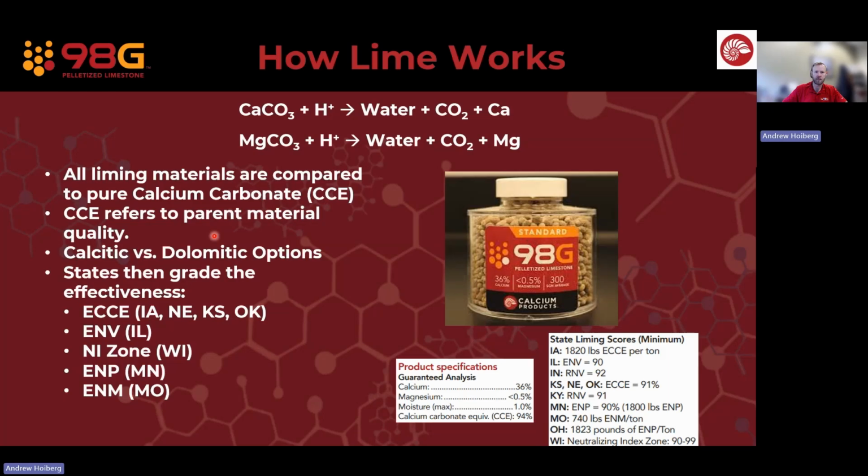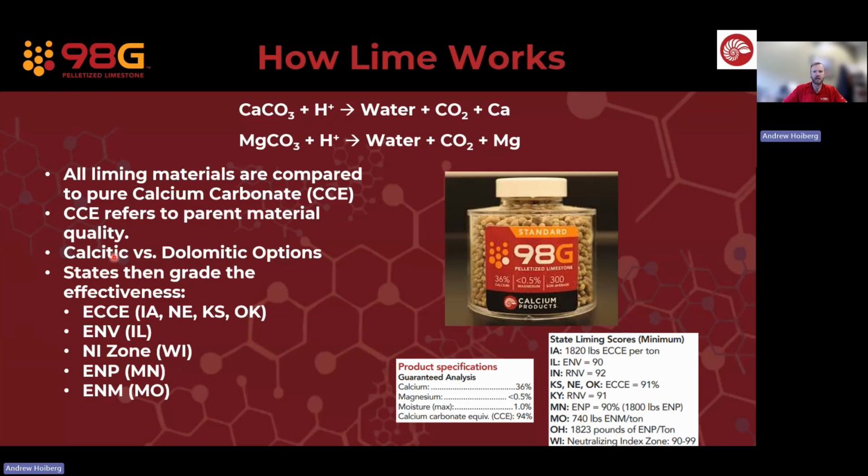Now, that difference on paper does not equate to effectiveness in the field. Calcitic limestones are always more effective and don't require as much material as dolomitic limestones do to achieve the same pH change. So don't let that difference on paper fool you.